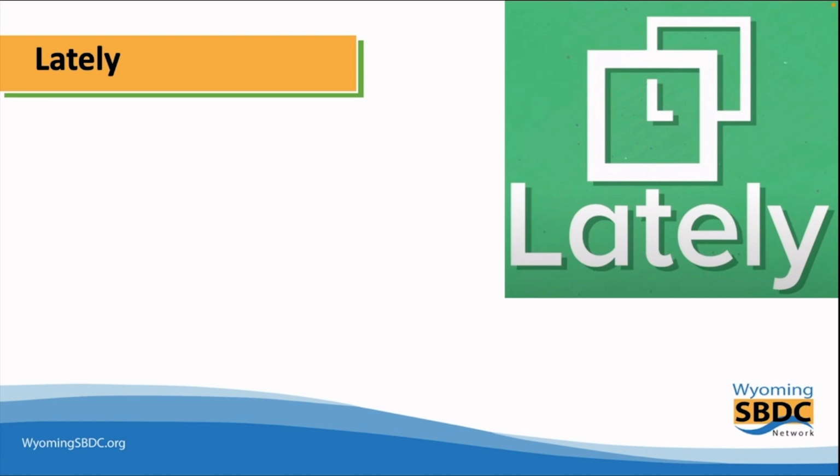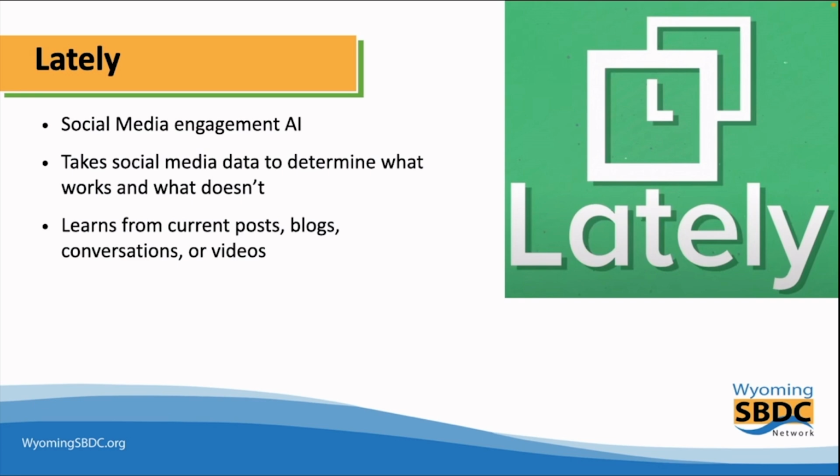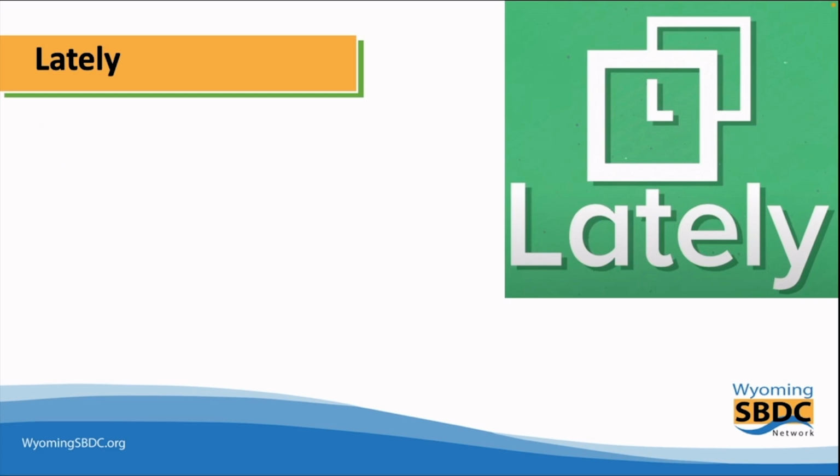Next, we have Lately. Lately is a social media engagement AI. So, what does that mean? Well, it takes all your social media data and determines what works, what doesn't, and how best to present itself and how to better help your social media engage with the people online. So it learns from current posts, blogs, conversations, or videos that you give to it in order to help build its rapport of what it needs to say, how it should say it, and what sort of style it needs to go for. It also seeks to help emulate human speech, specifically your employees' types of speech, in order to help build a sort of human aspect to itself, so you're not talking to an AI.